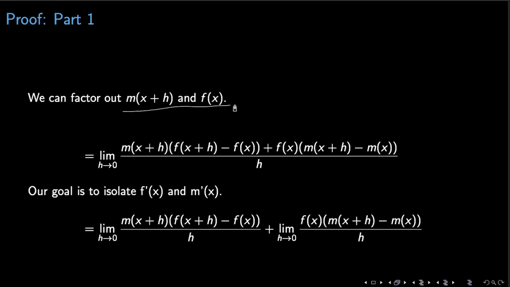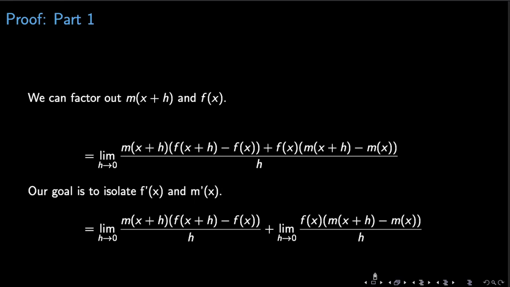Now, given that, we can factor out m of x plus h and f of x. Rewriting the function by factoring, we get m of x plus h times the quantity of f of x plus h minus f of x. You can see how this quickly is the definition for the derivative of f. On the other hand, we can also factor out f of x times the quantity of m of x plus h minus m of x all over h. Now, remember, our goal is to isolate f prime of x and m prime of x.